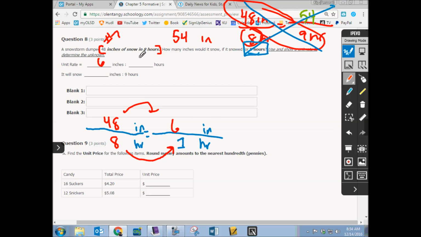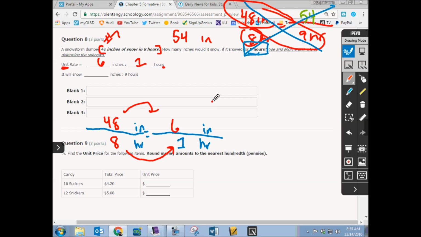Now, some of you were confused because this said hours. Obviously, when Mr. Edwards made this the other day, we were making it together and I didn't catch it. He either did it on accident, which I think probably did happen, he just put hours, didn't think. Or maybe he didn't want to put hour because it kind of gives it away. You know what I mean? If he puts hour, you kind of know it's 1. So don't let that trick you. Unit rate is the amount of something per one of something else, right? So, it will snow how many inches in 9 hours?